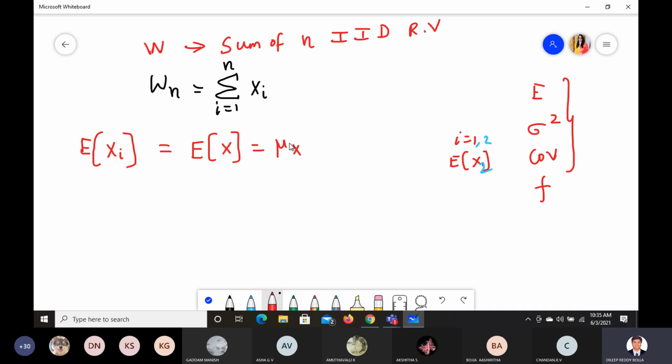Okay, this is done. Now what about this one? How do we find the variance? Variance of xi, if you want to find. This also is pretty simple. It is going to be equal to the variance of x. Whichever i you are writing, that suffix i will come here. That's what I mean to say. So sigma x squared.